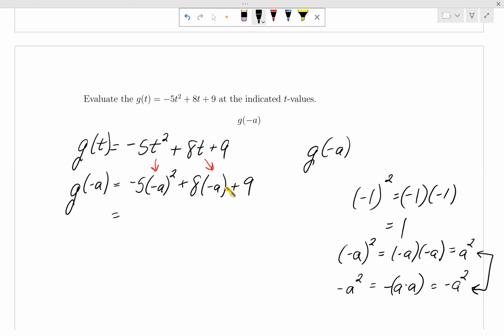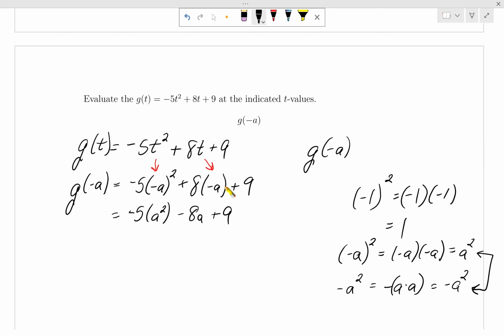So back to what we're given, we have negative 5 times (negative a) squared. So this is negative 5 times a squared from right here. And then 8 times negative a, that's the same as taking this negative, and we're going to have negative 8a plus 9.